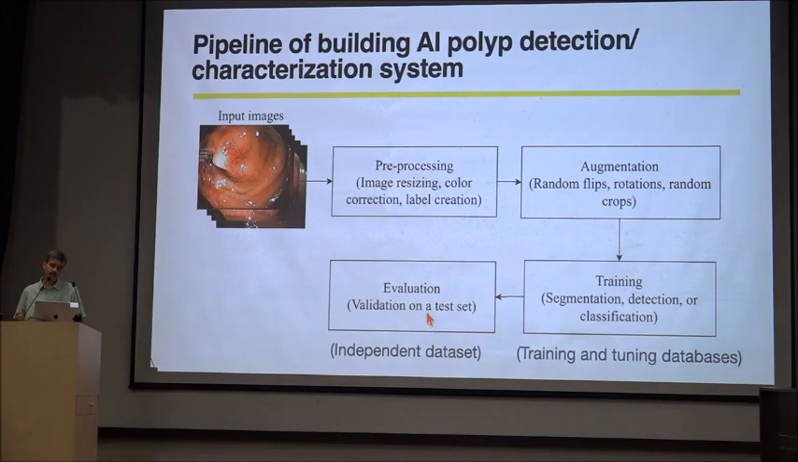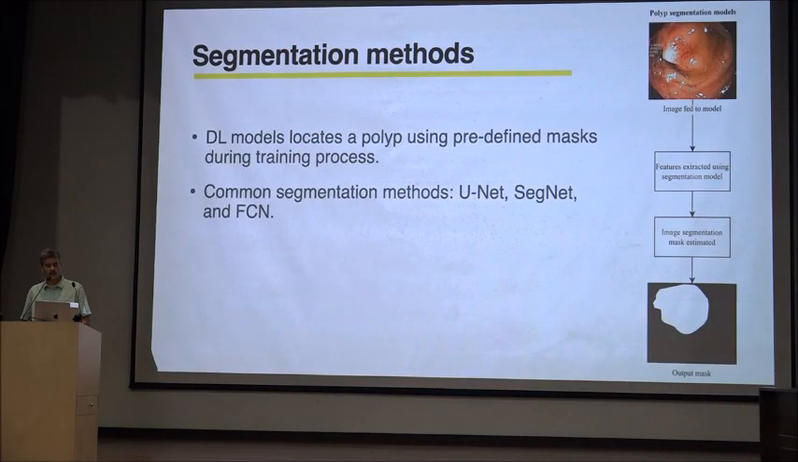Overfitting of an AI model means that it will do very well on the training database, but when you expose it to an independent real world scenario, it will sort of falter. That is called overfitting. Hence we need to train and validate on a data set before we launch it into public domain. Now these are the segmentation methods. So DL means deep learning. So the deep learning model will localize a polyp using predefined masks. And for those of you who have ever used something like Adobe Photoshop, you will know what a mask is.